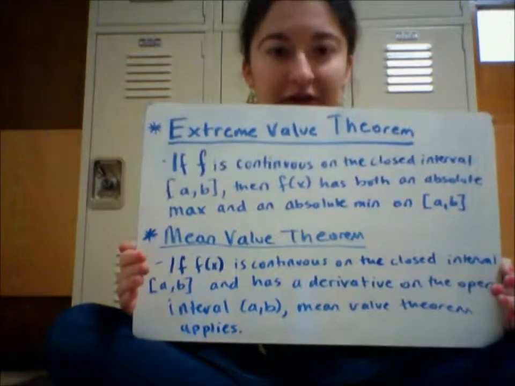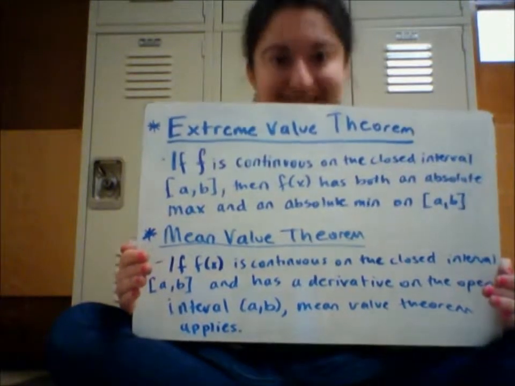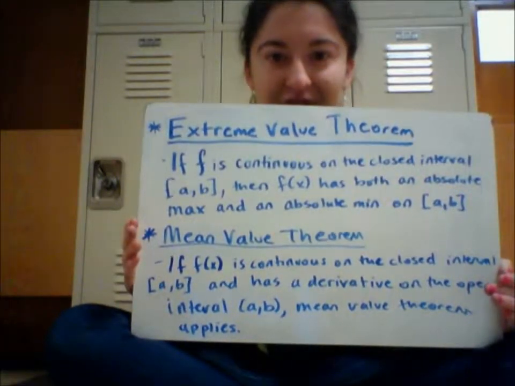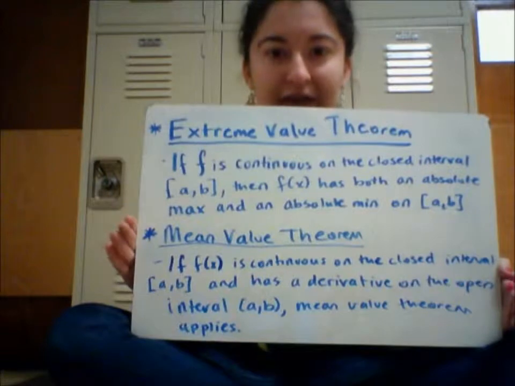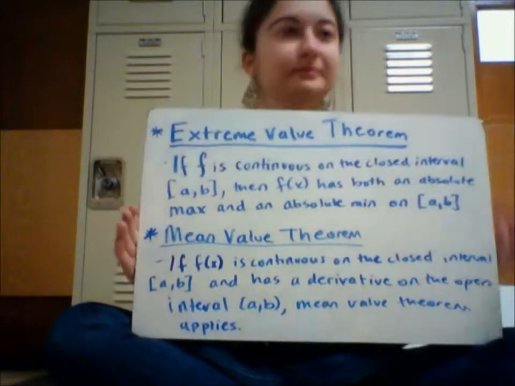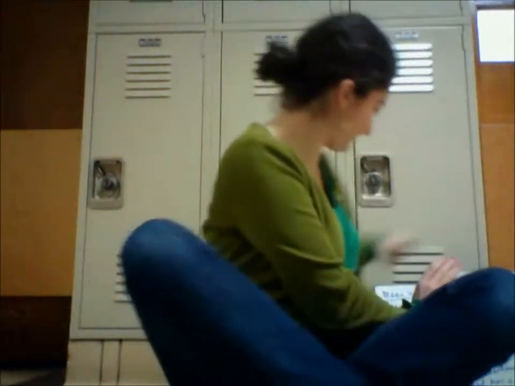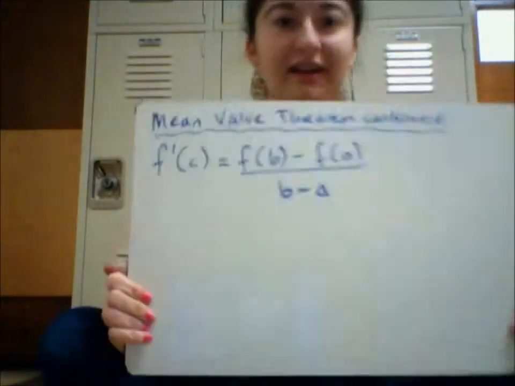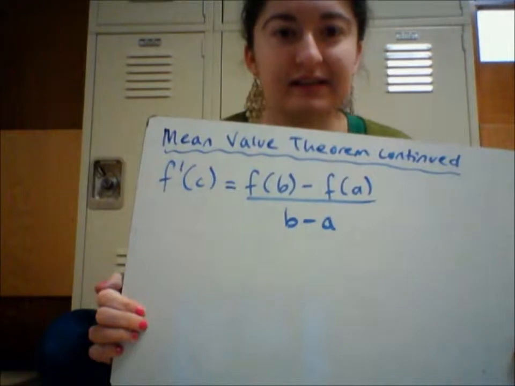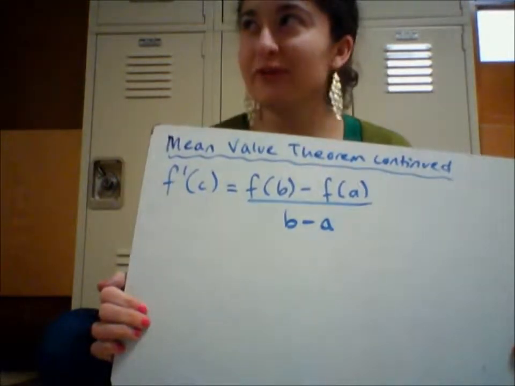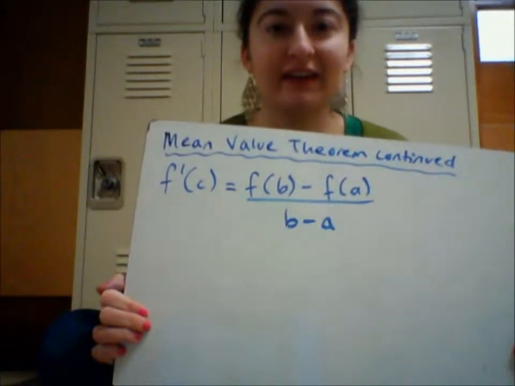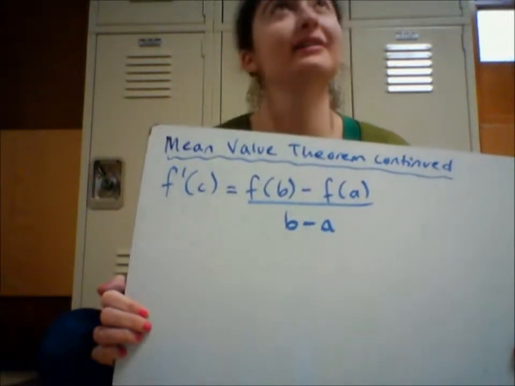And Mean Value Theorem is if f is continuous on the closed interval [a, b] and has a derivative on the open interval (a, b), Mean Value Theorem applies. And Mean Value Theorem says f prime of c equals f(b) minus f(a) over b minus a.